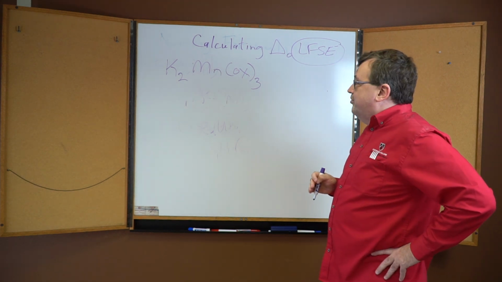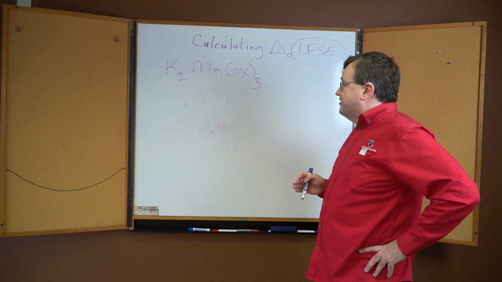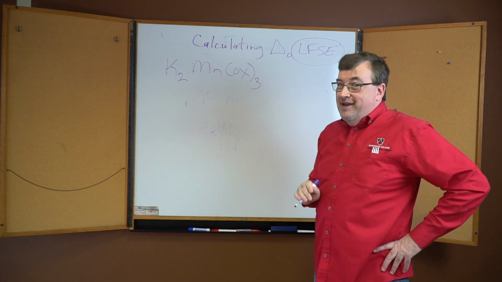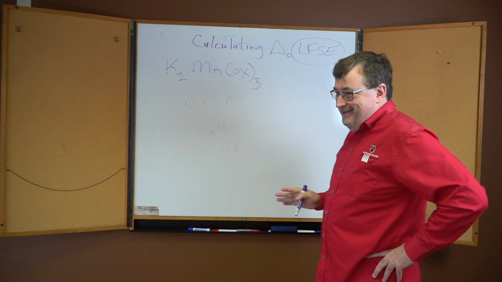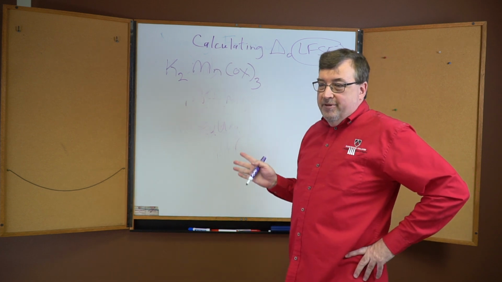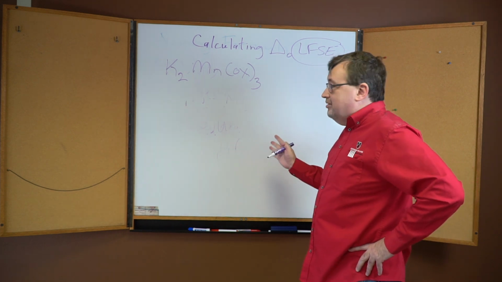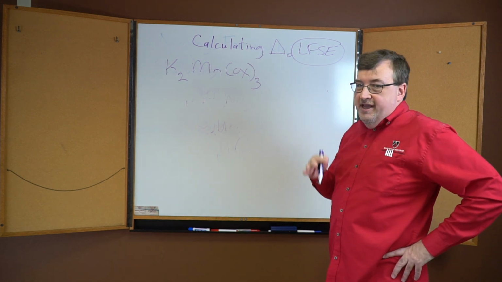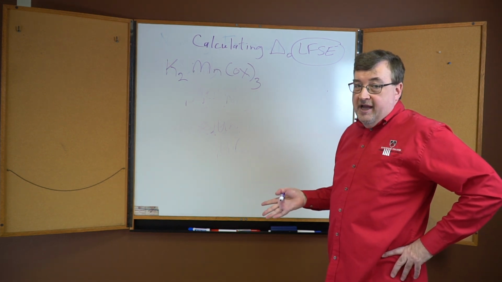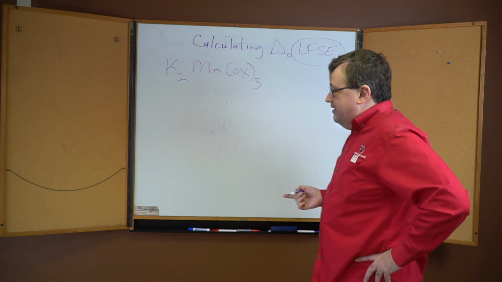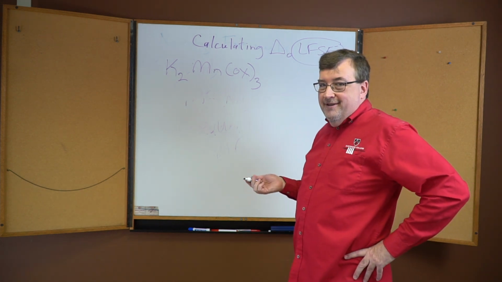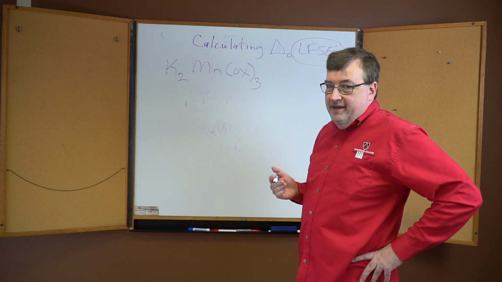here is potassium trisoxalato manganese, and I'm going to hold off on the oxidation state because we have to go through and determine that. The big thing about ligand field stabilization energy is we're always going to do this for octahedral compounds. The first thing we have to do is determine the oxidation state of manganese.